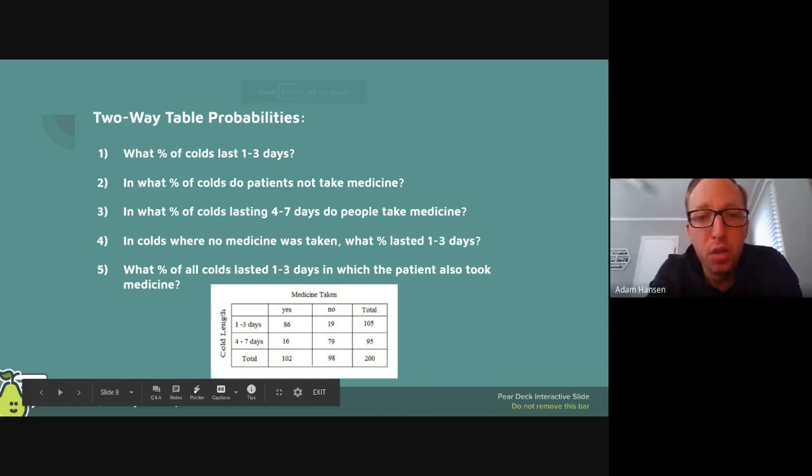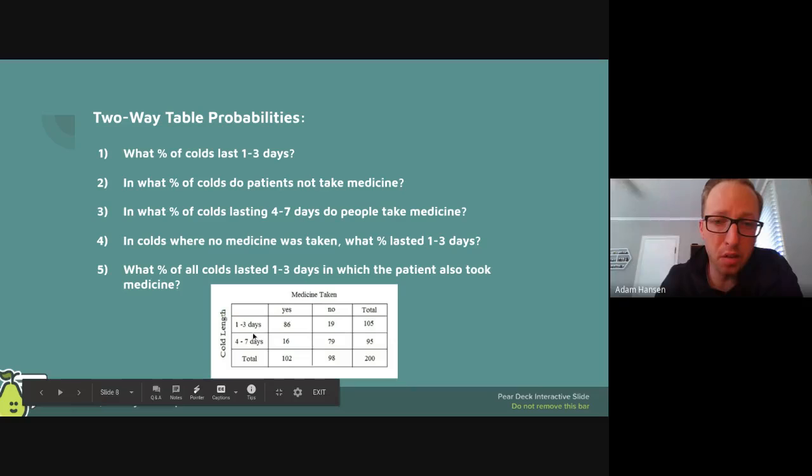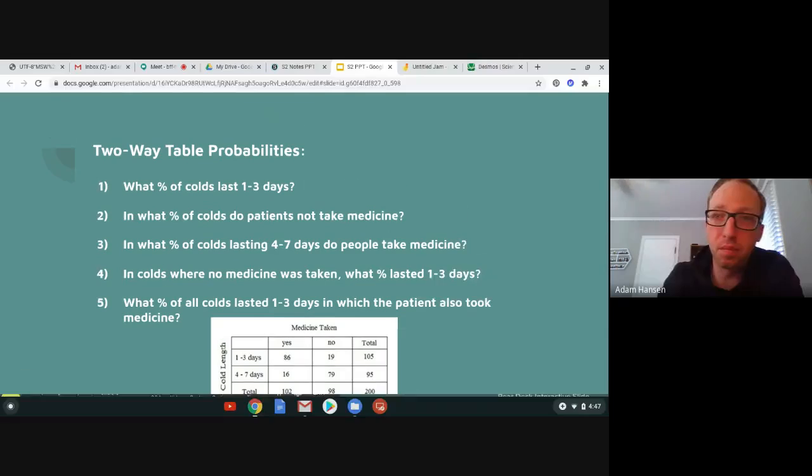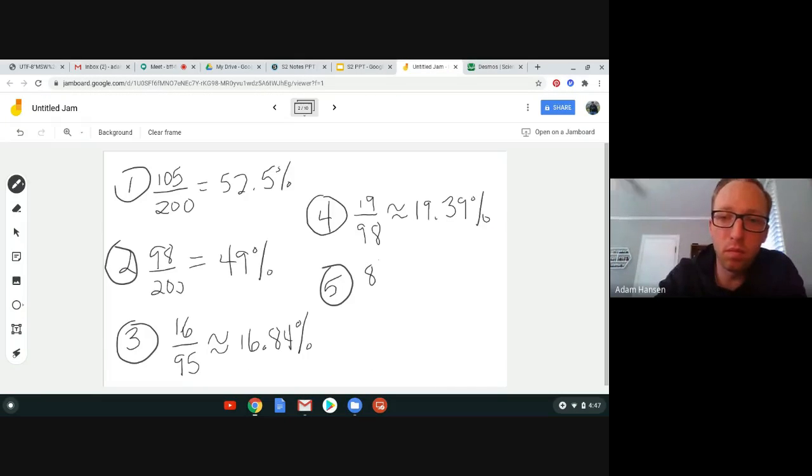What percent of all colds lasted 1 to 3 days in which the patient also took medicine? Now, what is our overall total? What percent of all colds? Well, all colds means we're back to our 200 grand total. Now, I'm only looking at the colds that lasted between 1 and 3 days where the patient also took medicine. So that would be out of the 200, 1 to 3 days, also took medicine. At our table, that would be 86 out of 200. And 86 divided by 200, or 43%.